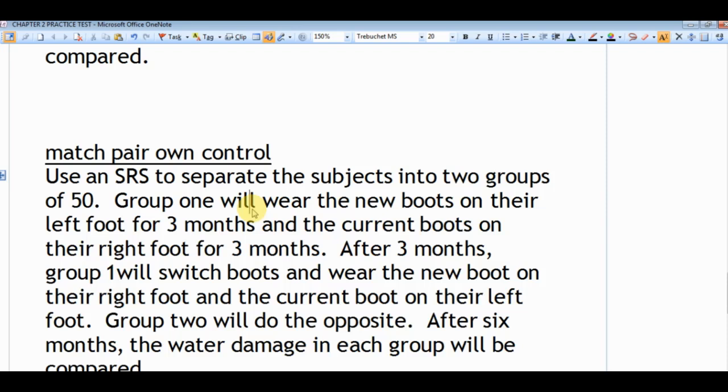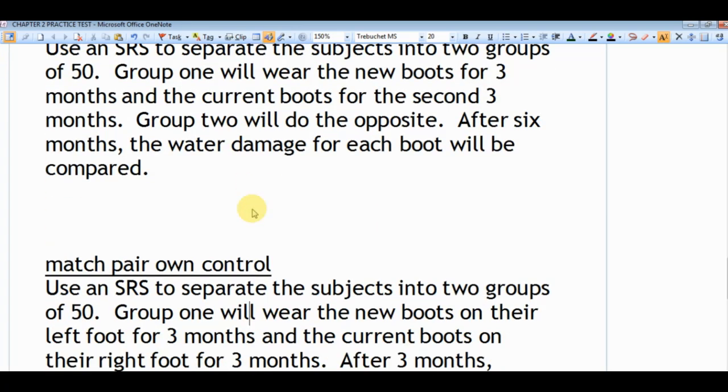Can you define what exactly a match pair is and why that one's a better match pair than the first match pair? Match pair just means that we're taking the subjects and they're doing both treatments. Okay. So both of these last 2 designs will be match pair in that each individual subject is wearing both the new boot. Yeah, exactly. They're both control and treatment.